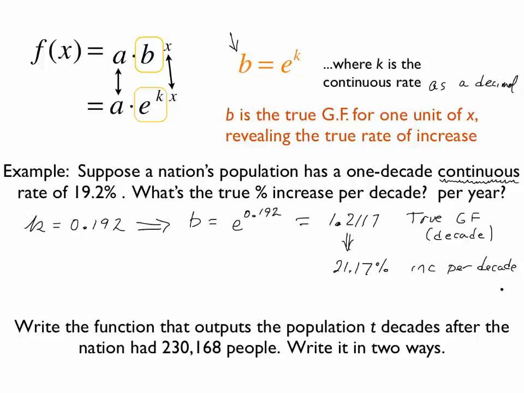That should feel like the whole APR thing, right? When this thing is compounded moment by moment on top of itself, then over the course of 1 unit, you truly get a percent increase of 21.17%. So this thing is the key right here. But you've got to know what things mean. K is the continuous rate. B is your true actual growth factor.